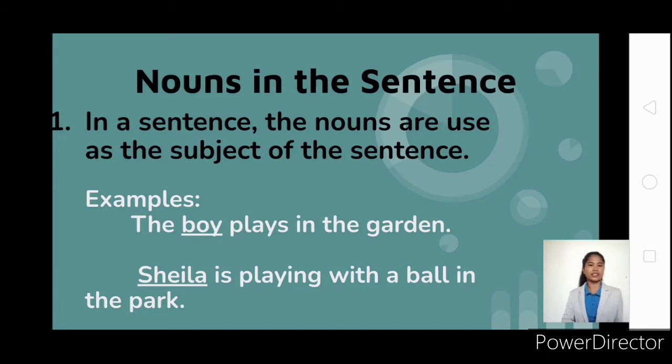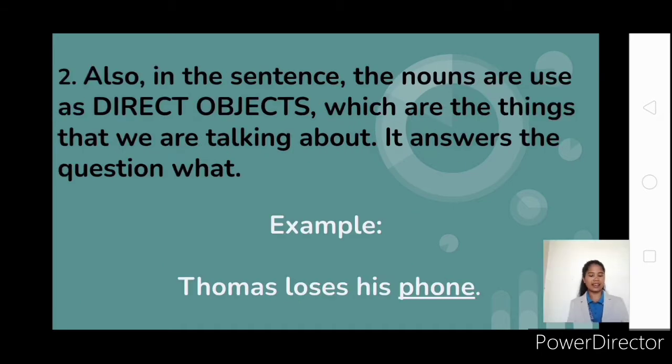Let us also talk about nouns in the sentence, or what are the uses of nouns in the sentence. First, in a sentence, the nouns are used as the subject of the sentence. So, subject, ito yung pinag-uusapan or ito yung pinaka-main idea of the sentence. Nouns are also used as direct objects, and it answers the question, what? What does Thomas lose? So the answer is phone, and that is the use of noun there as a direct object. That's all.